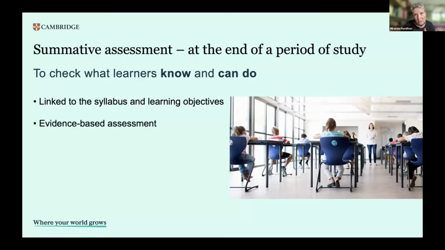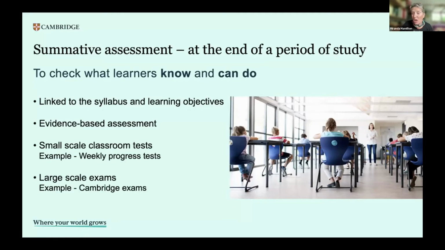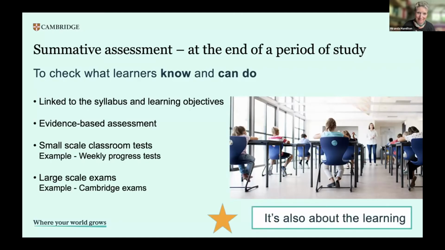It's evidence-based. We teach them, we assess them, and then we test them, but we're collecting the evidence from those tests. So a small-scale classroom test, a weekly progress test, you can see the evidence of what they know, what they can do, and where they might need extra help, which will help you to plan what you can do to help them make continued progress. And of course, large-scale Cambridge exams. It always comes back to the learning.